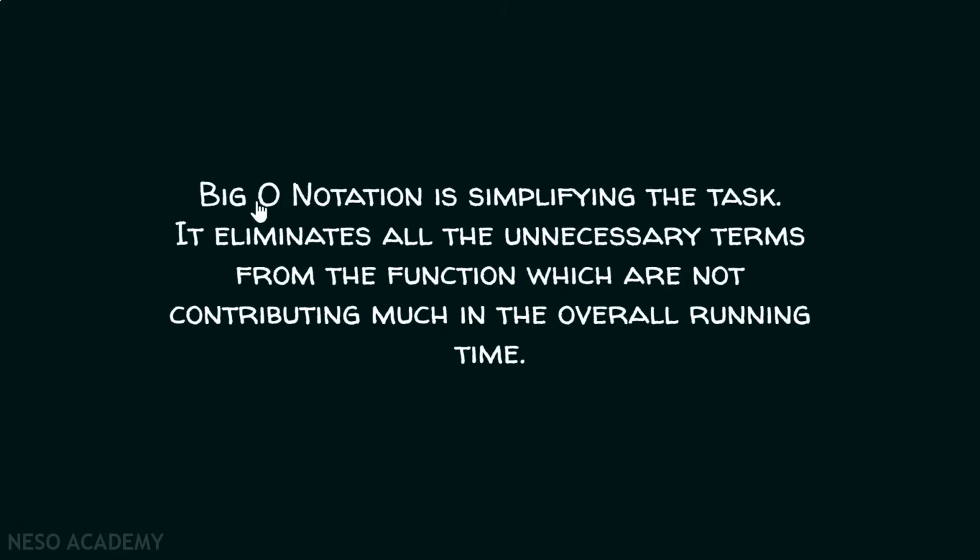Okay? Big O notation is simplifying the task, isn't that so? It eliminates all the unnecessary terms from the function which are not contributing much to the overall running time. In the previous example, you can see that the constant 4 is not contributing much to the time, it is just a constant, while that n square is contributing much of the time. That is why we get big O of n square. So it eliminates all the unnecessary terms from the function which are not contributing much to the overall running time.